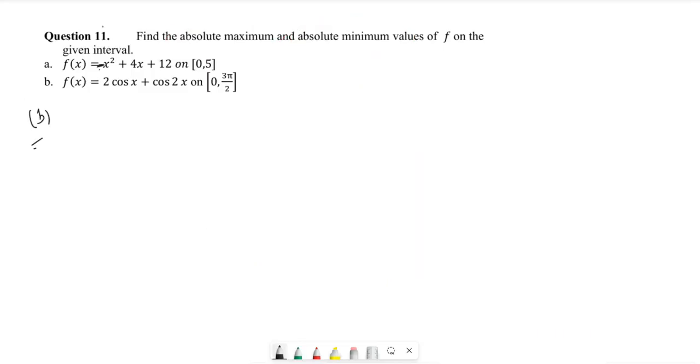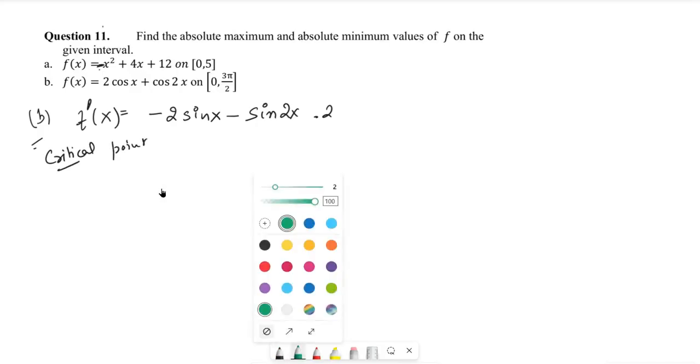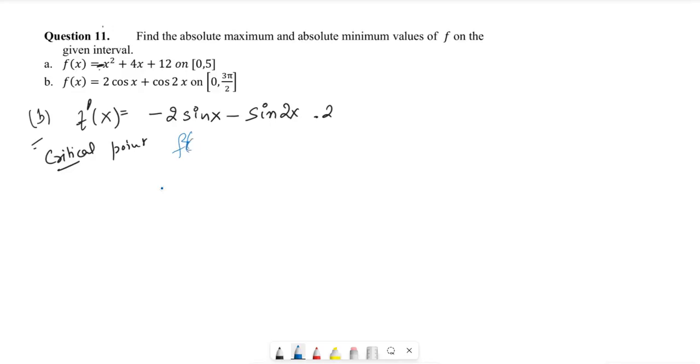Let's work on part B. The function is 2 cosine x plus cosine 2x. Step 1 is to find first derivative. Cosine's derivative is negative sine, but here it is 2x, so times 2. Second step is to find critical point. Critical points is where f prime x is equal to 0 or f prime x does not exist. Cosine exists everywhere, so this is not required. Only thing you need to do is f prime x equal to 0.